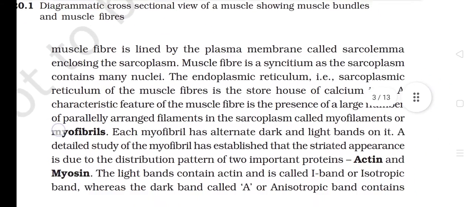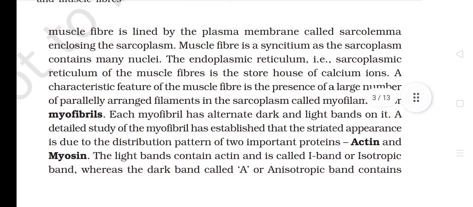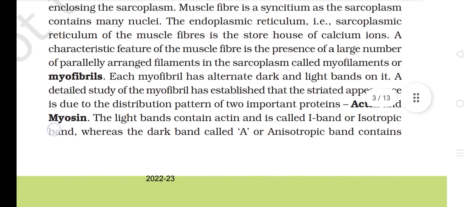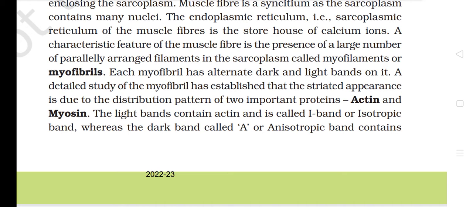Each muscle fiber is lined by the plasma membrane called sarcolemma, enclosing the sarcoplasm. Muscle fiber is a syncytium as the sarcoplasm contains many nuclei. The endoplasmic reticulum, that is, the sarcoplasmic reticulum of the muscle fibers, is the storehouse of calcium ions. A characteristic feature of the muscle fiber is the presence of a large number of parallelly arranged filaments in the sarcoplasm called myofilaments or myofibrils.